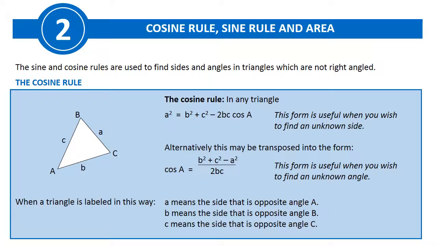We're going to start with this one, which is used for finding an unknown side of a triangle when you know two other sides and the angle in between them. Let's have a look at an example.